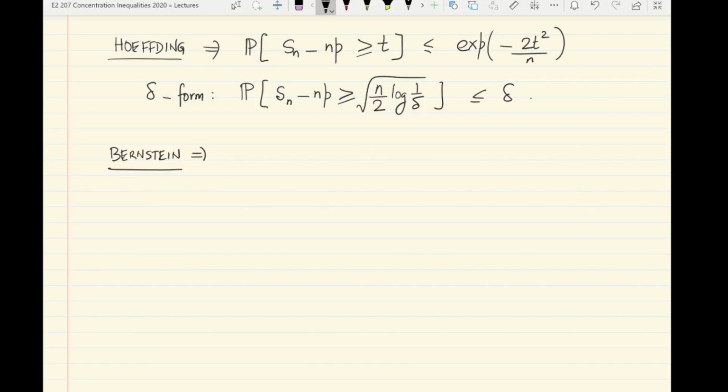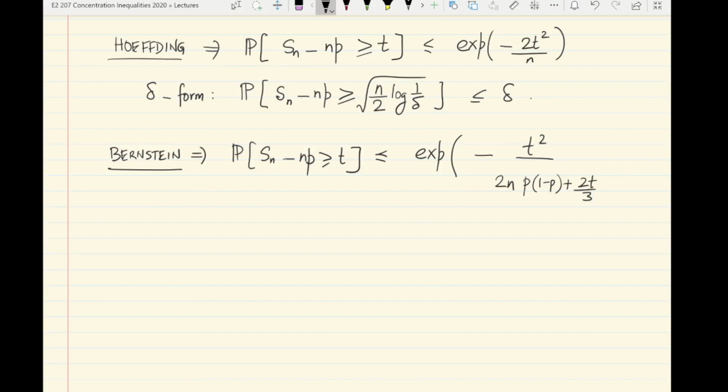Now contrast this with Bernstein, which would give you the following inequality: the probability that Sn minus np exceeds t is at most e raised to minus t square by 2 times n times the variance of each Bernoulli, which is in this case p into 1 minus p, plus 2t by 3. Okay, c is set to 1 here, which is the range of each random variable.